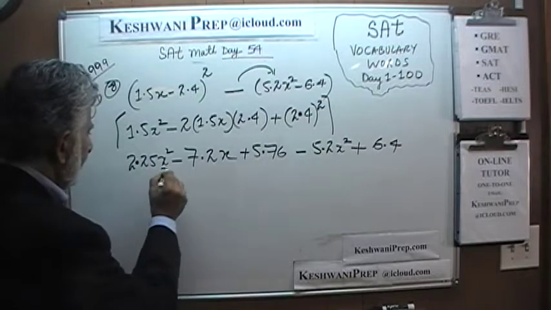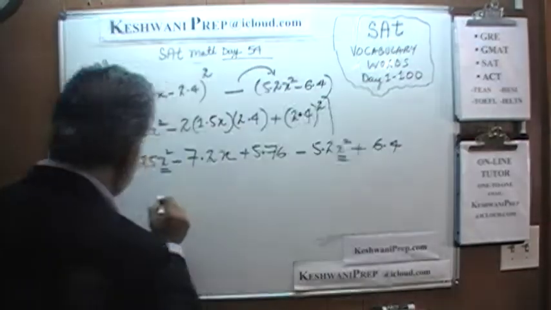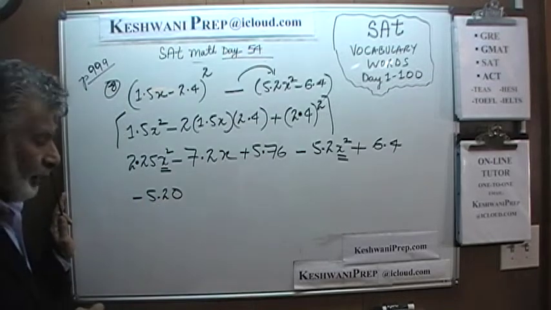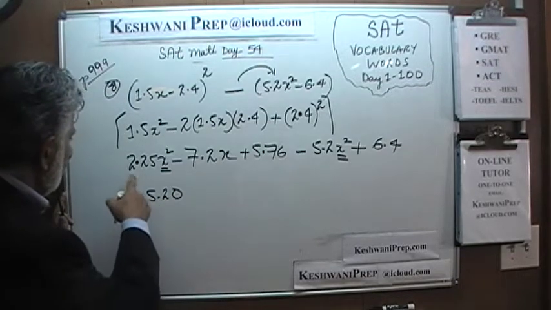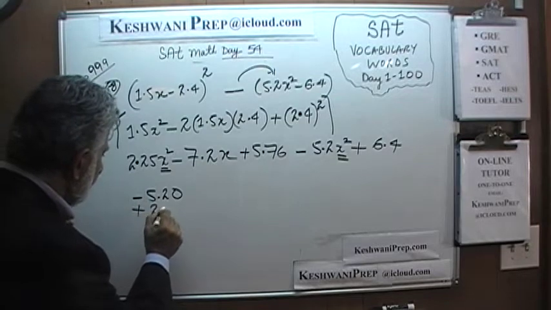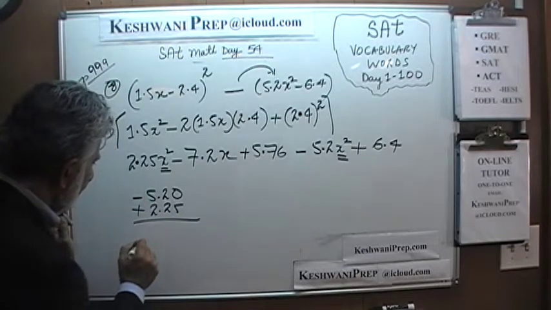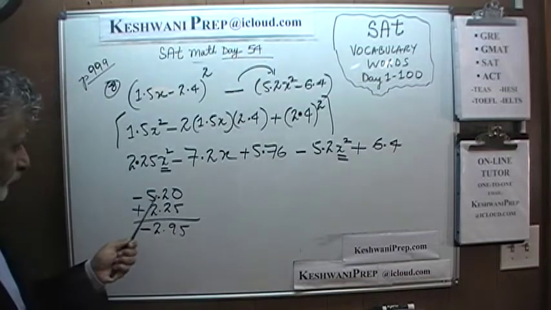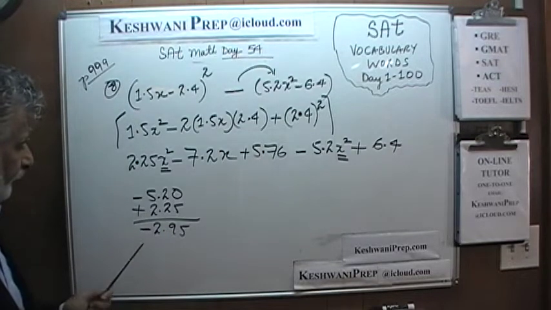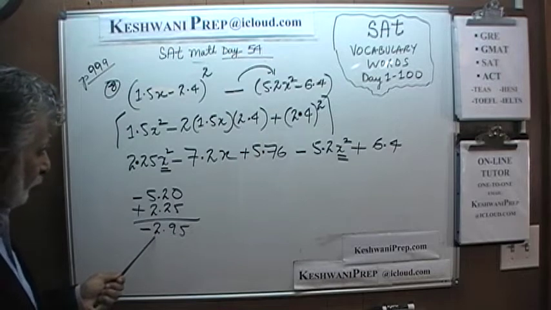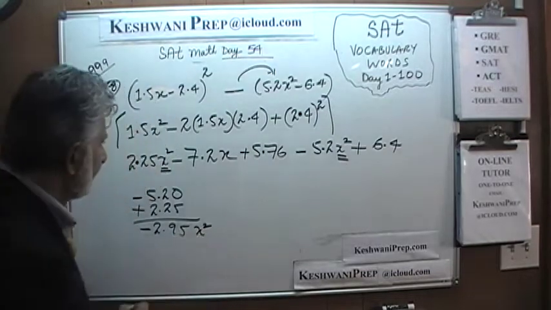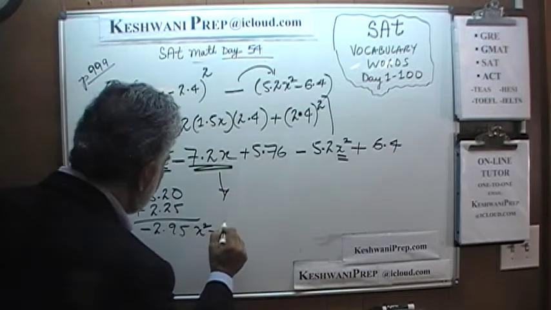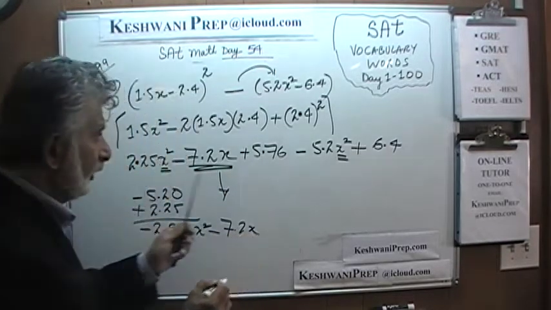So we have x squared here, we have x squared here, we could add them. Negative 5.2, just put a 0 there so we can have the spot here for the digits, and a positive 2.25. That should give us 2.95, and the sign is going to be negative because a bigger number has a negative sign. 2.95 x squared, so that part is done. This whole thing comes down with the negative. So negative 7.2x, because there are no other x's.